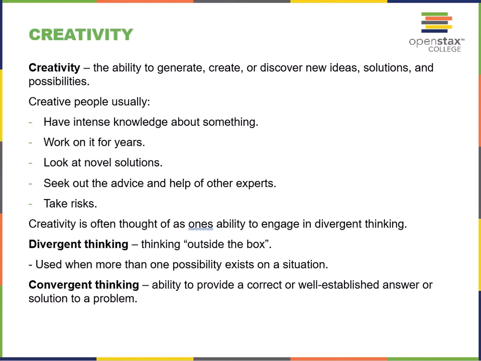Now, there's 2 types of creative thinking. There's divergent thinking, which is thinking outside the box. Basically, there's more than one solution for every situation, and you try to think about what the best new or creative way of solving a problem is. Next up, we've got convergent thinking, which is the ability to provide a correct or well-established answer for a solution or a problem. And we try to think of what is the best practice and how to go about implementing it. That would be an example of convergent thinking.